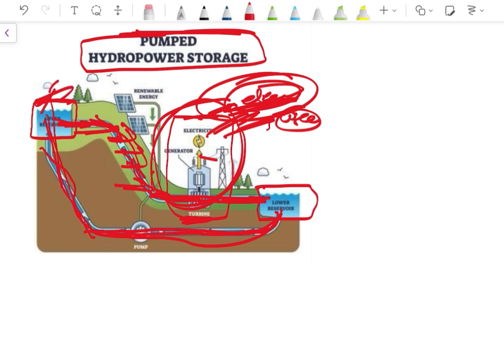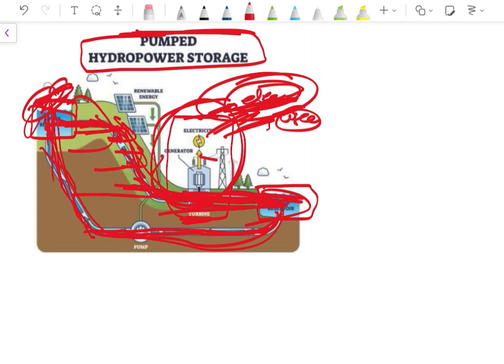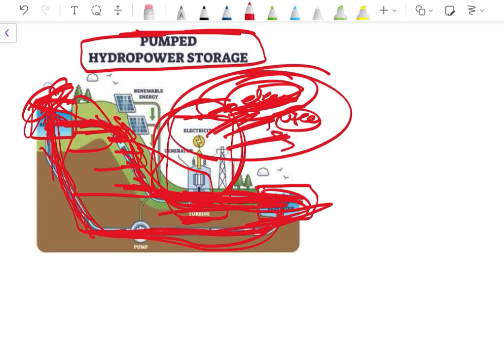Then the water that comes here again goes back to the upper reservoir, then again they come back, right? That process repeats, right? So that is the thing. So this will continue, right? So this leads to electricity generation, that is pumped hydropower storage.